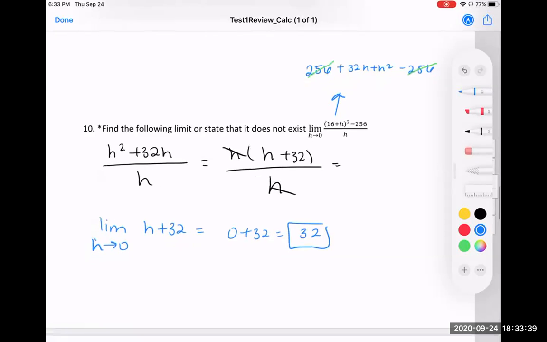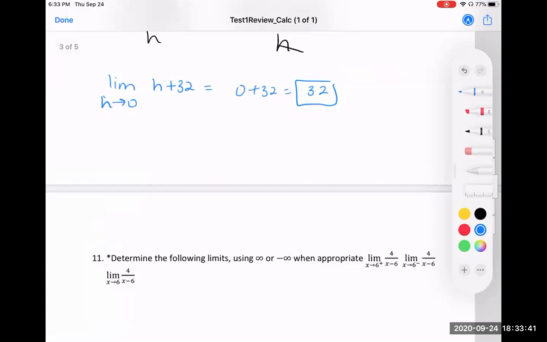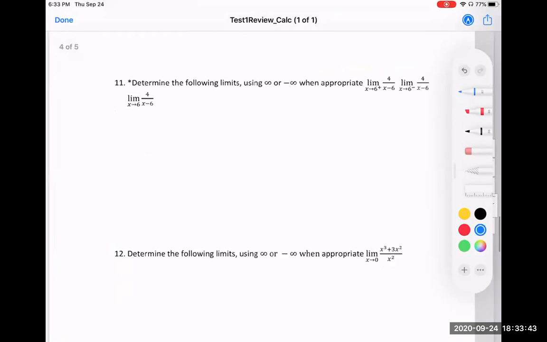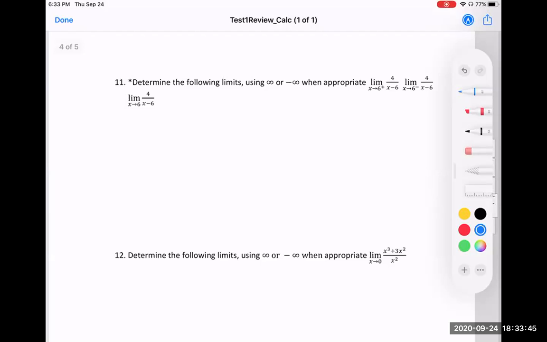All right. Number 11. Determine the following limits using infinity or negative infinity when appropriate. So I want to look at the limit as x is approaching 6 from the right of 4 over x minus 6, the limit as x is approaching 6 from the left of 4 over x minus 6, and the limit as x is approaching 6 of 4 over x minus 6.